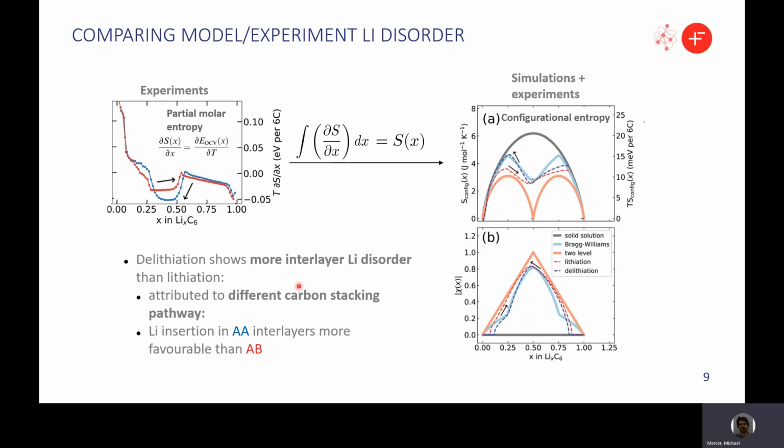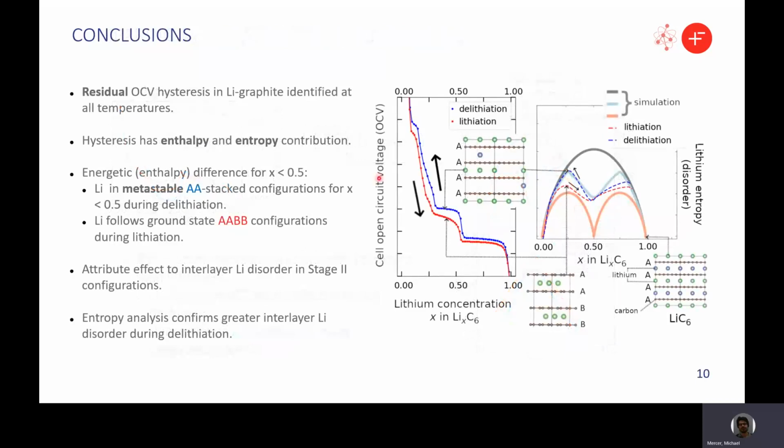And this result is also consistent with our proposed different carbon stacking pathway, because it's more energetically favorable to insert lithium into the AA stacked interlayers than the AB stacked interlayers, allowing more interlayer lithium disorder during delithiation.